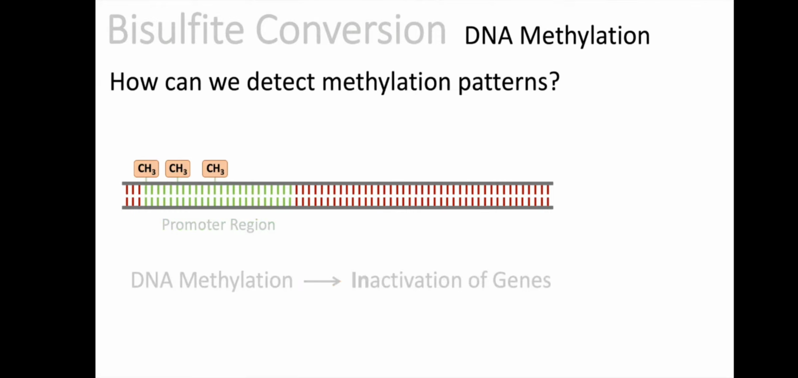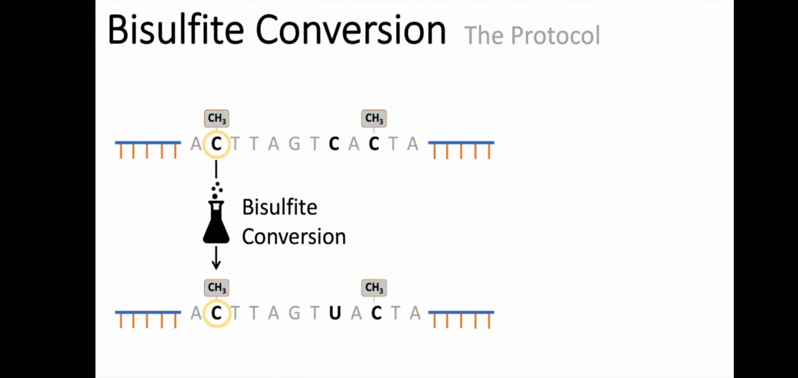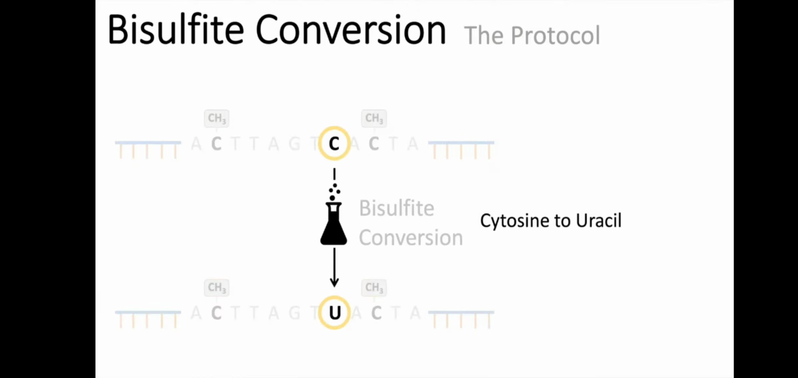But how can we detect these methylation patterns? Now we speak about bisulfite conversion. DNA methylation involves the cytosines. Some cytosines are methylated and some are not. With bisulfite conversion, the methylated cytosines will stay the same, they will stay methylated. However, the cytosines which are unmethylated will be replaced by uracil.